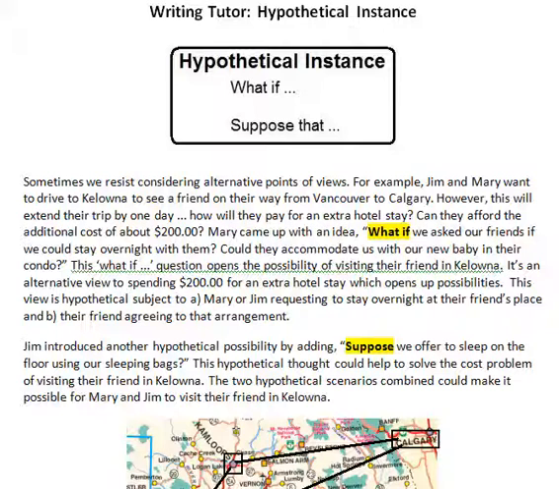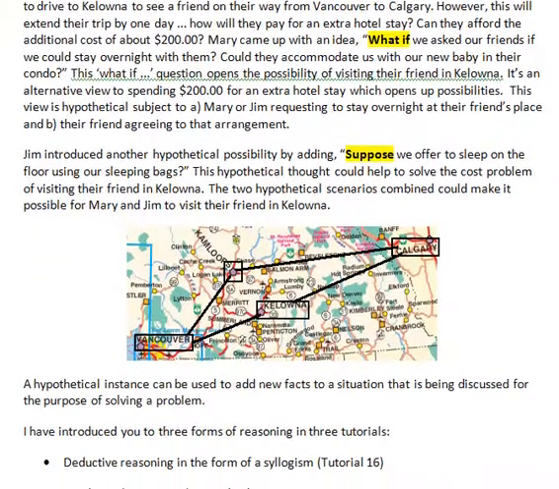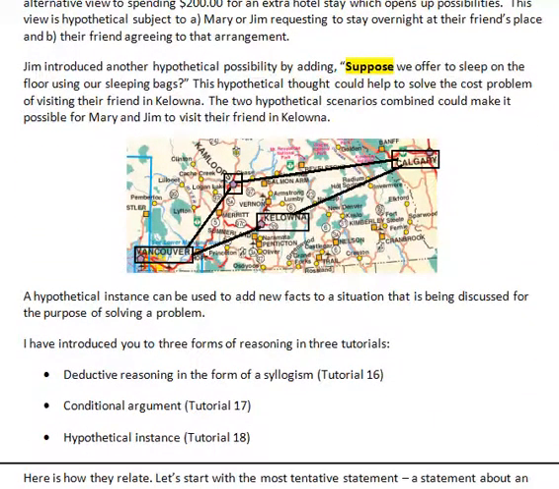This view is hypothetical, subject to A, Mary or Jim requesting to stay overnight at their friend's place, and B, their friend agreeing to that arrangement. Jim introduced another hypothetical possibility by adding, suppose we offer to sleep on the floor using our sleeping bags. This hypothetical thought could help to solve the cost problem of visiting their friend in Kelowna. The two hypothetical scenarios combined could make it possible for Mary and Jim to visit their friend in Kelowna.